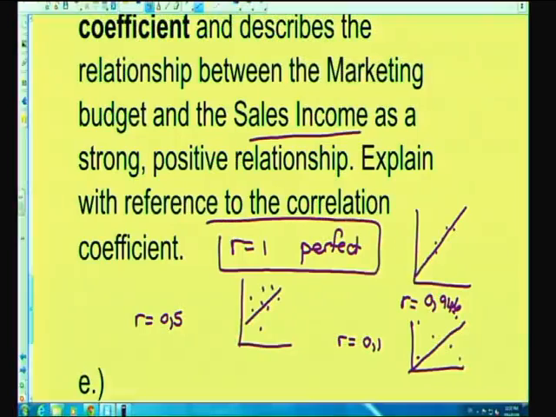So that is why he's saying it's a positive reference. So you can say, if you're explaining this to an examiner, you can say if R is equal to 1, then there's a perfect correlation. But 0,946 is very close to 1. And so in actual fact, the data is very close to my line that I've drawn, or the line I found.